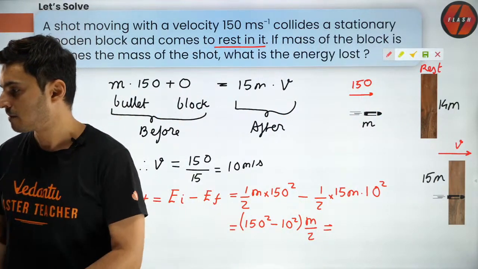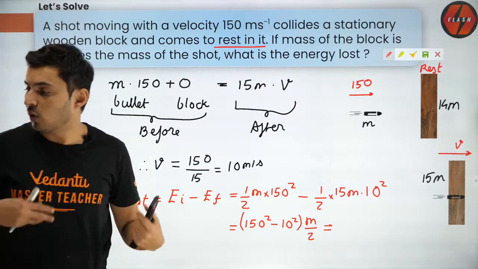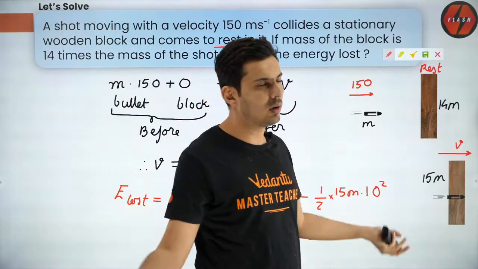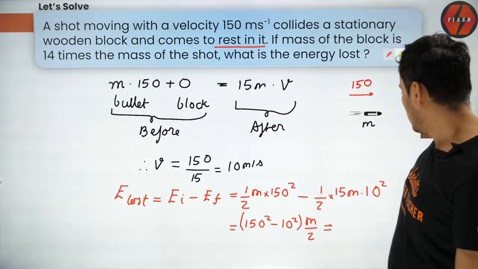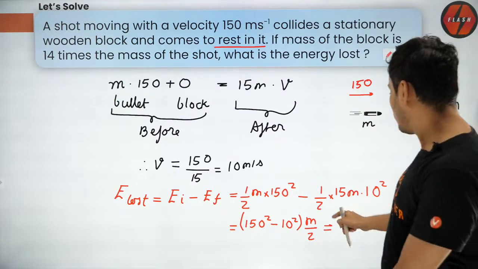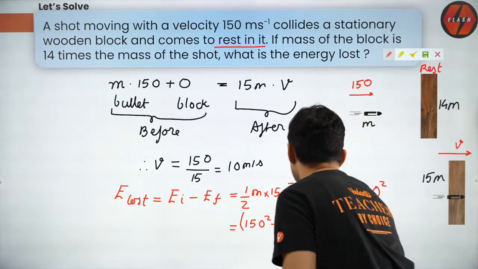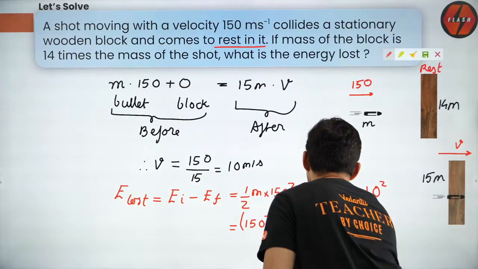Yes. Very good. So the wood's mass won't reduce, right? Why would it reduce? The bullet has gone into it. There is nothing falling off the block. Yes. And what else is there? Oh, there is 15 also in that. Oh, my bad. Yeah, 150 square and there is 15 into 10 square and there is m by 2.